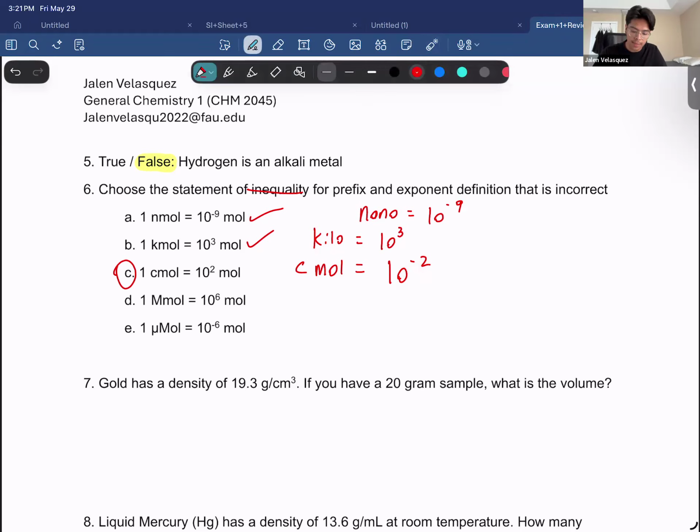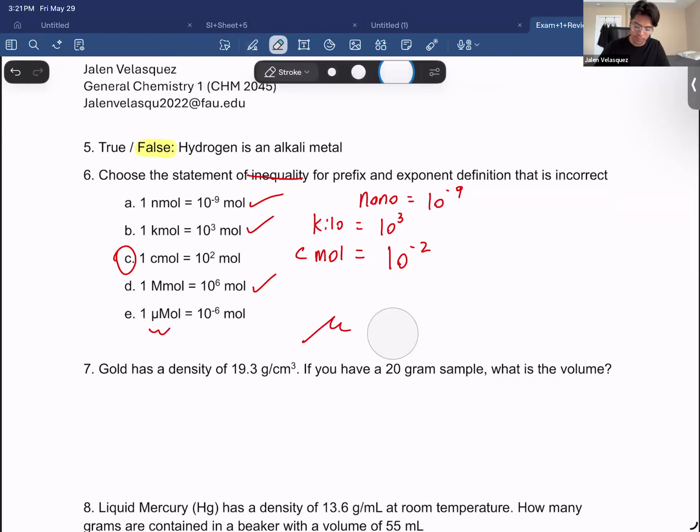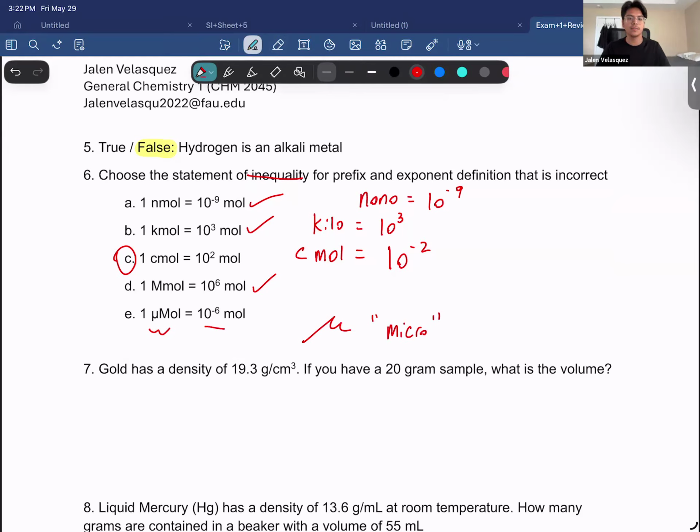Okay. Next, 1 megamole is equal to 10 to the positive 6 moles, so that's good. And then 1 micromole, this little U, it's a Greek letter called mu. This means micro. So micro is 10 to the negative 6, or in other words, it's negative a million.